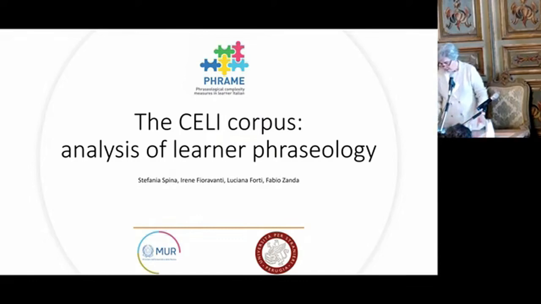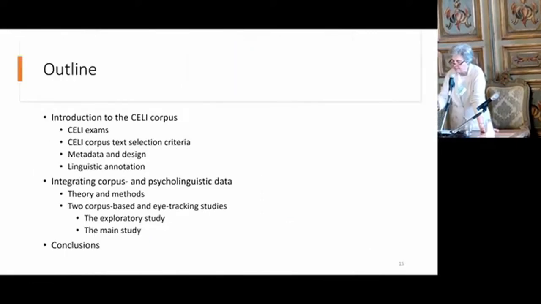So this is the first session on the project results. We will talk about the CELI corpus and the analysis of learner phraseology, and this is the outline of this session. I will make a really brief introduction to the CELI corpus, and then Fabio Zanda will talk about CELI exams, text selection and criteria, metadata and design, and linguistic annotation of the corpus. Then Luciana Forti and Irene Fioravanti will talk about the integration of corpus and psycholinguistic data, and they will describe two specific studies we made, and then we will draw some conclusions.